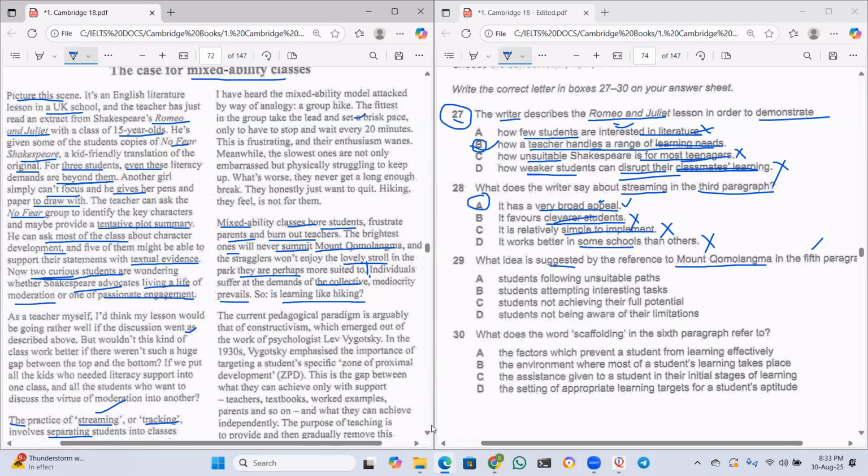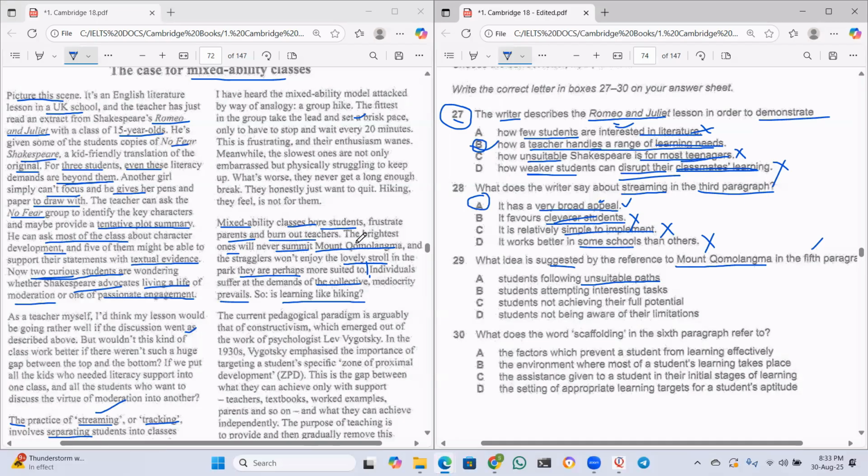So this guy is asking us a question now. Is learning like a hiking? What do you think, guys? Let us read the options now. Maybe we'll get some idea. So, students follow unsuitable paths. What does he mean by unsuitable paths? We have to understand that.